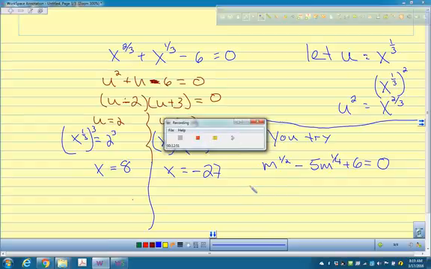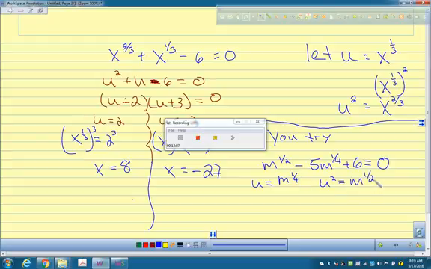So did you let u equal m to the 1/2? No, m to the 1/4, right? Okay? So that means that u squared is equal to this times 2, which is m to the 1/2. Yes? And then you rewrite it and you solve it. You end up getting m equals 16, or m equals 81. Okay?